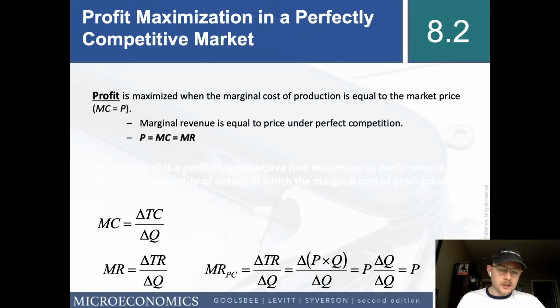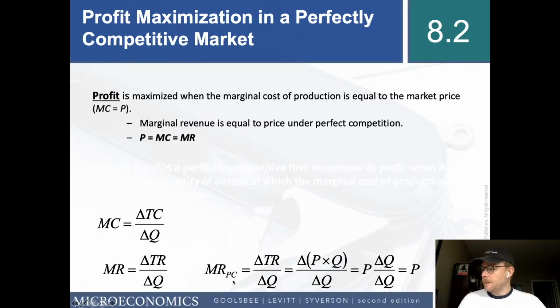So here are the equations for marginal cost and marginal revenue down at the bottom here. Marginal cost is, we've talked about it before, the change in the total cost over the change in quantity, so how much more it costs to make one more unit of a thing. The marginal revenue is the same idea, except on the revenue side instead of the cost side. So what's the change in our revenue from producing one additional good?